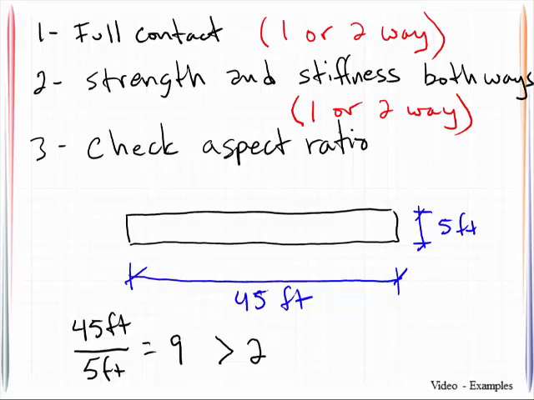And when our aspect ratio is 2 or greater, we then can make the conclusion, or the reasonable assumption rather, that it is a one-way slab.